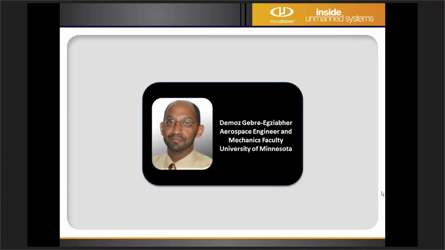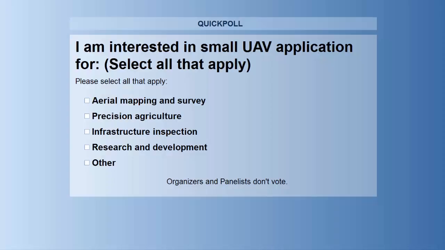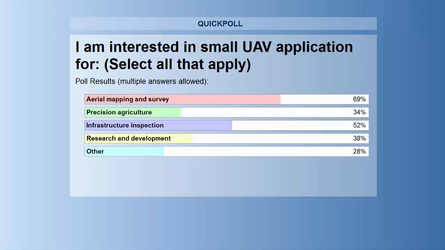Before we get going, we'd like to do a quick poll to get a pulse of the audience. Lori, if you could pull up the first poll question, please. Coming up on your screen, you should see that question: I'm interested in small UAV application for, and feel free to select all that apply: aerial mapping and survey, precision agriculture, infrastructure inspection, research and development, or other. Looks like we've got 69% aerial mapping and survey, 34% precision agriculture, 52% infrastructure inspection, 38% research and development, and 28% listing other. Demos, any thoughts there?